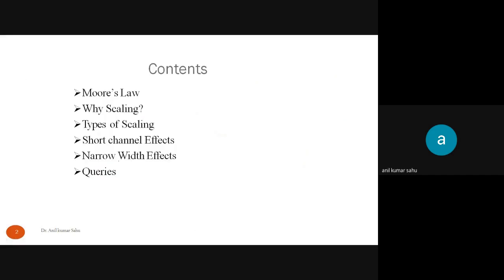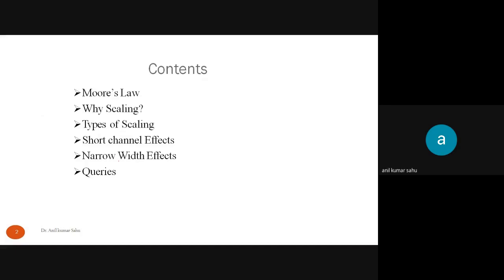So now come to what we will cover today. We will cover Moore's law, why scaling is required, and what types of scaling there are. Because of scaling, what kind of effects are there? In this there are two effects: short channel effects and narrow width effect.